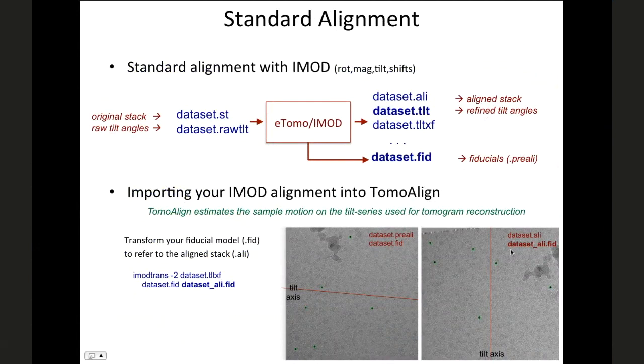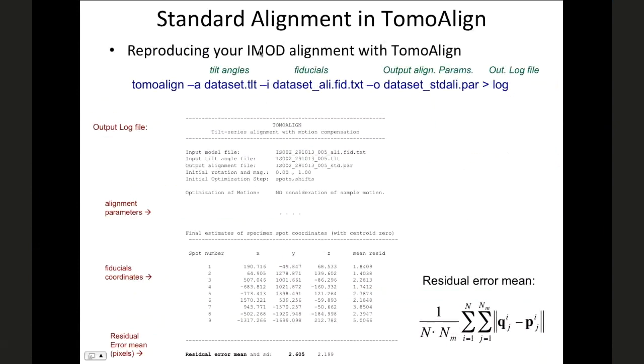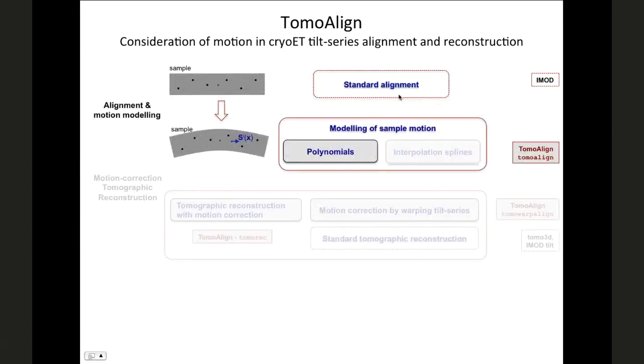we can proceed. First of all, we could reproduce the IMOD alignment with TomoAlign. Just with the program TomoAlign, we introduce the tilt angles from IMOD and the fiducial after transformation, and as an output, we have the standard alignment in the convention of TomoAlign, and in the output or a log file, we have a report of the alignment parameters, fiducial coordinates, and the residual, all matching the IMOD alignment. So now we have the standard alignment that can be input in TomoAlign. Now we are in conditions to model the sample motion.